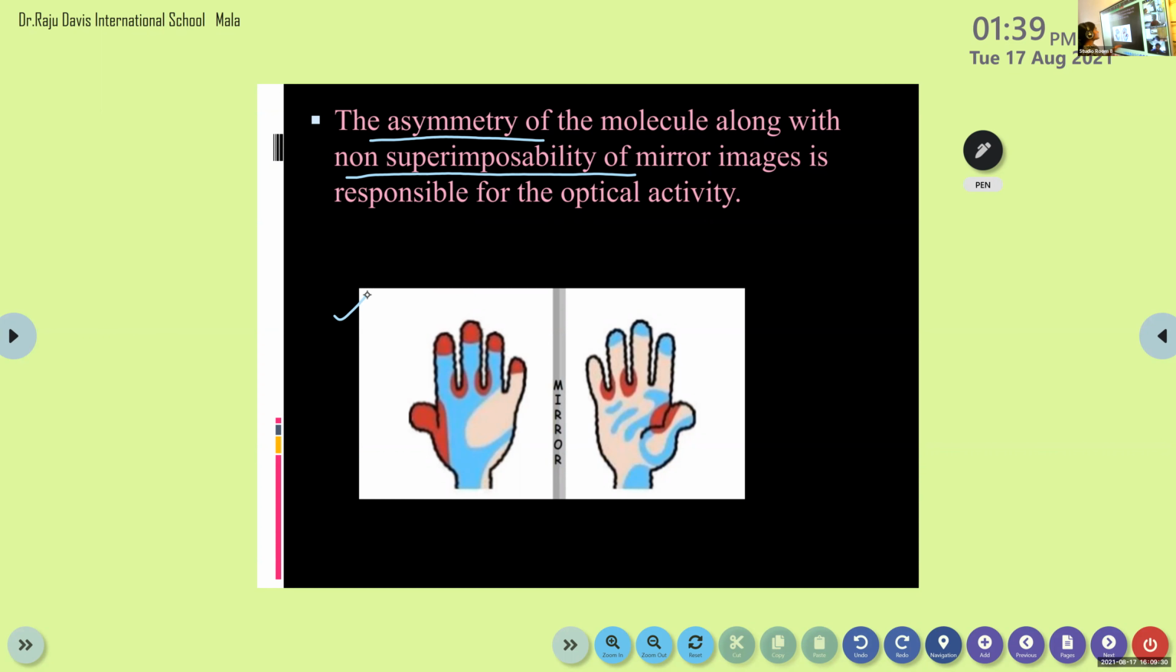So the compounds with this asymmetry of molecule along with non-superimposability of mirror images are responsible for optical activity. We already learned one factor, that is the asymmetry of molecule. Along with that, non-superimposability of mirror images. These two are the factors responsible for optical activity.